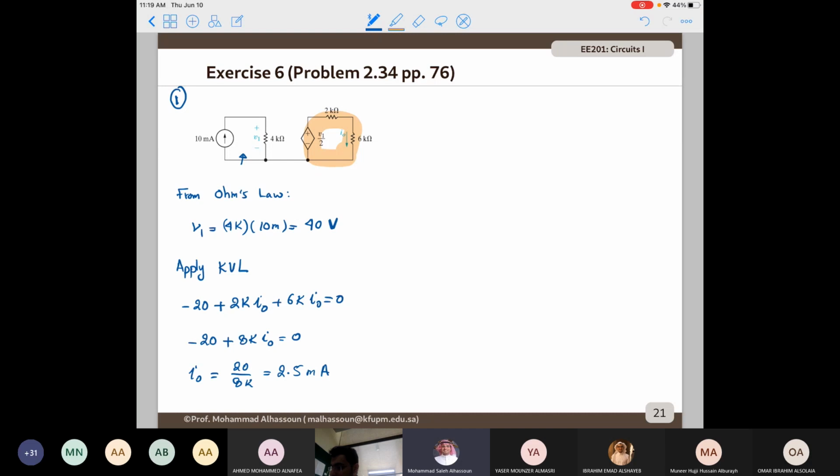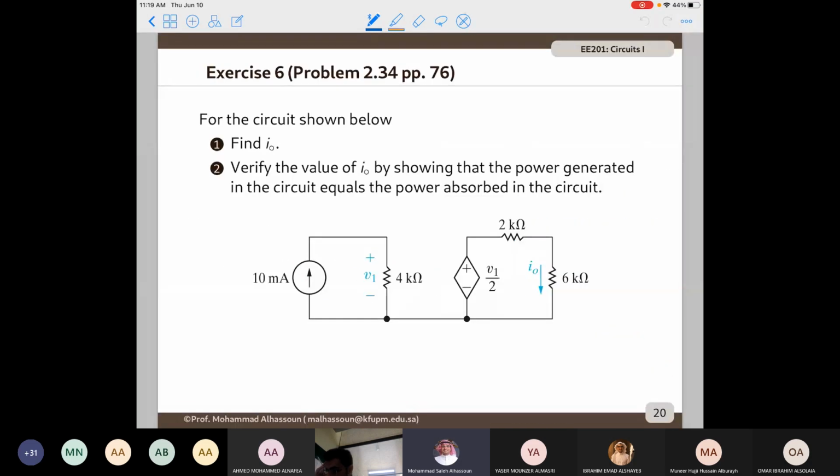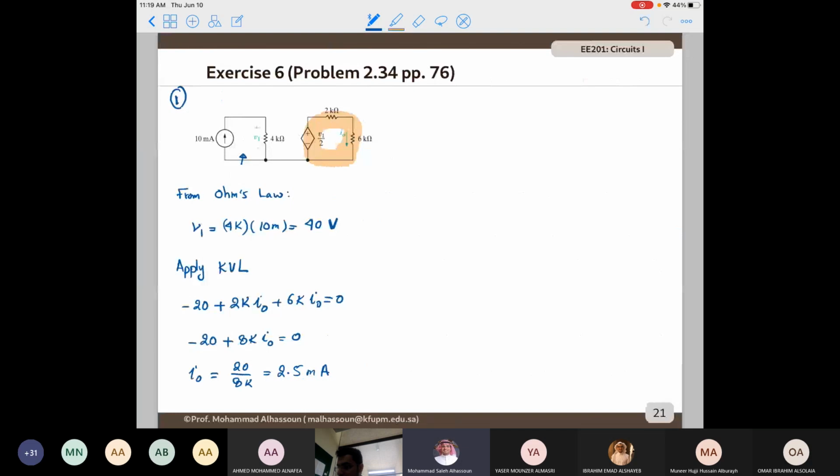The second part is asking us to verify the value of I naught by showing that the power generated in the circuit is equal to the power absorbed in the circuit. I guess by this time we are all familiar with the way of doing that.